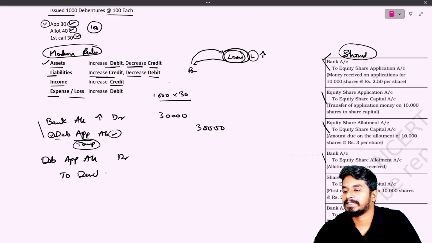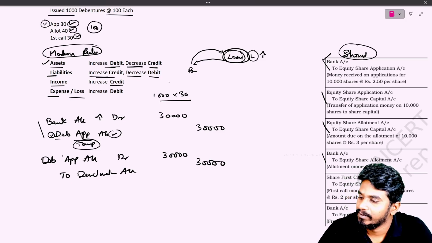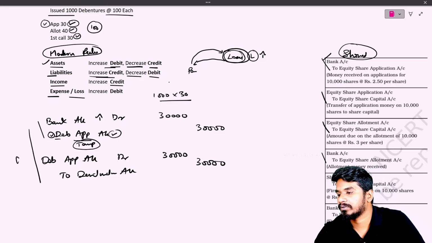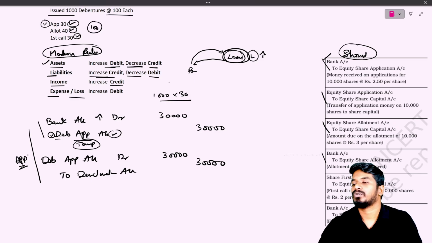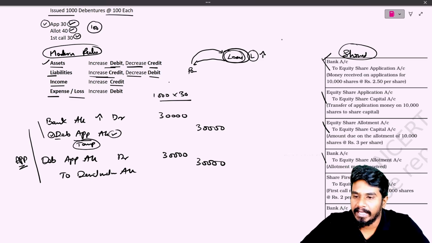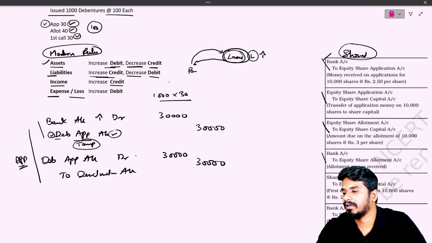Debenture account is a liability. If liability increases, we will credit it. So the same 30,000 will go to the debenture account. So you can see the first entry is over. This is the application entry. If you compare it to the shares entry, it is the same thing. Nothing changes, the only change is the name. That's it, nothing else.